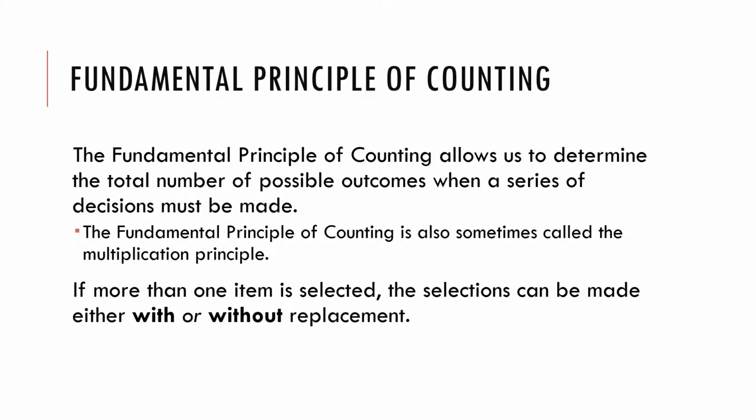The fundamental principle of counting allows us to determine the total number of possible outcomes when you have to make a series of decisions. Sometimes it's also called the multiplication principle, and you'll see why that is in just a few minutes. So we would use this fundamental principle of counting if we wanted to know how many possible outcomes there are when we have to make multiple decisions. If we're selecting an item, you can make selections either with replacement or without replacement. Now we'll talk more about each of those in just a second, but first let's look at the formal definition of the fundamental principle of counting.